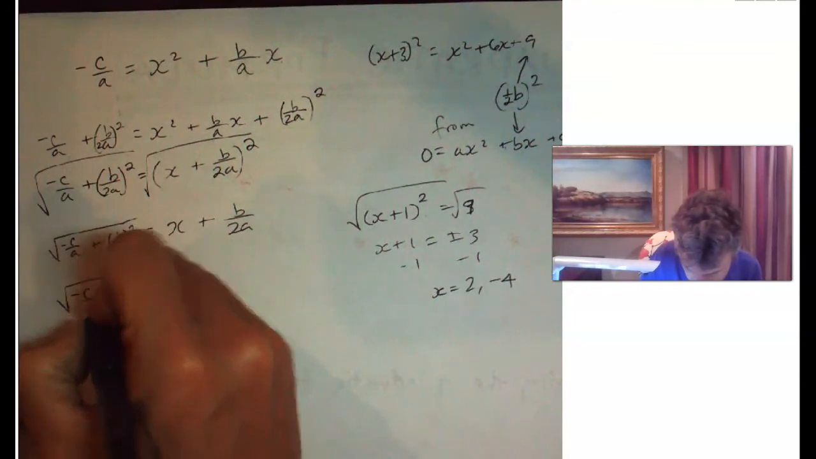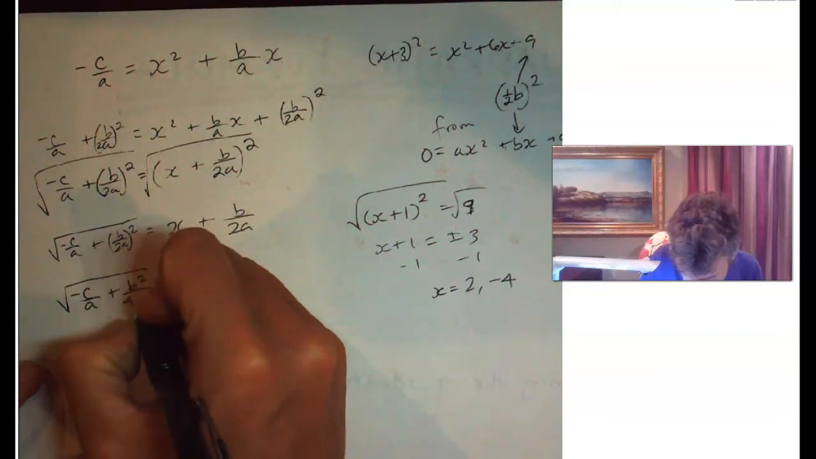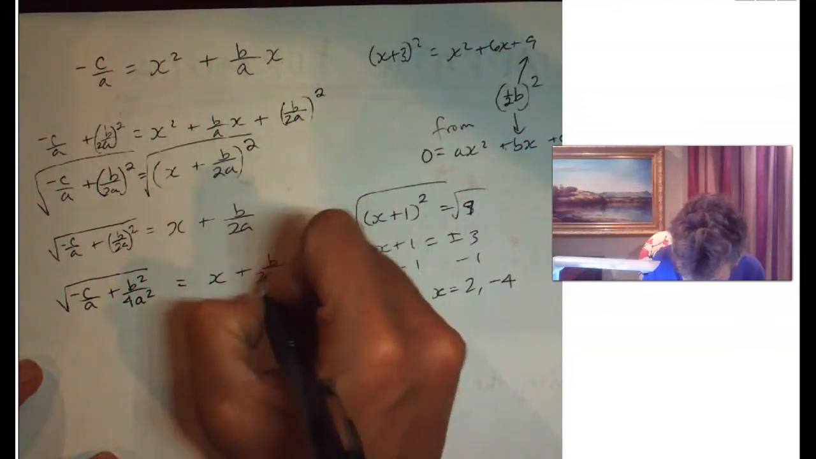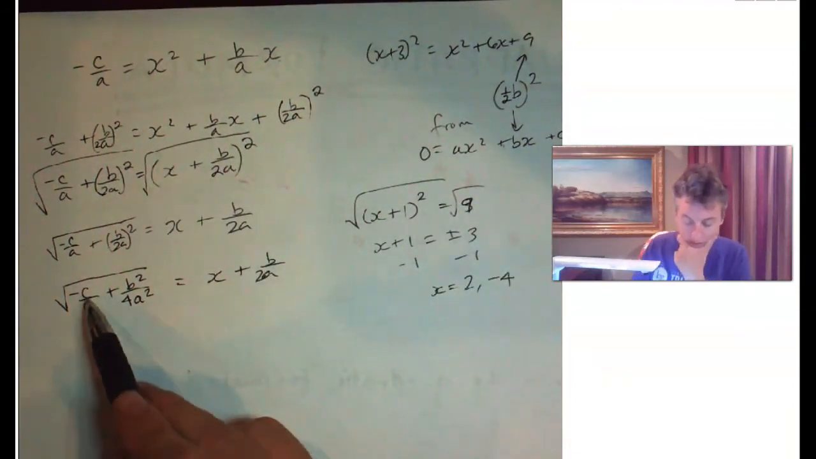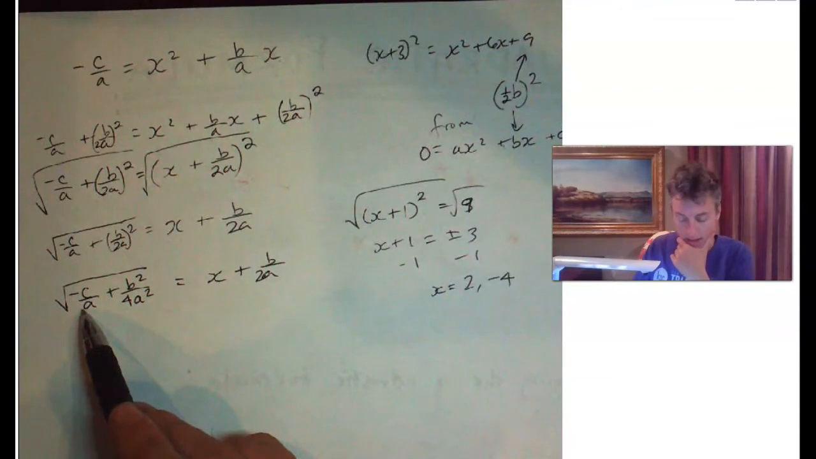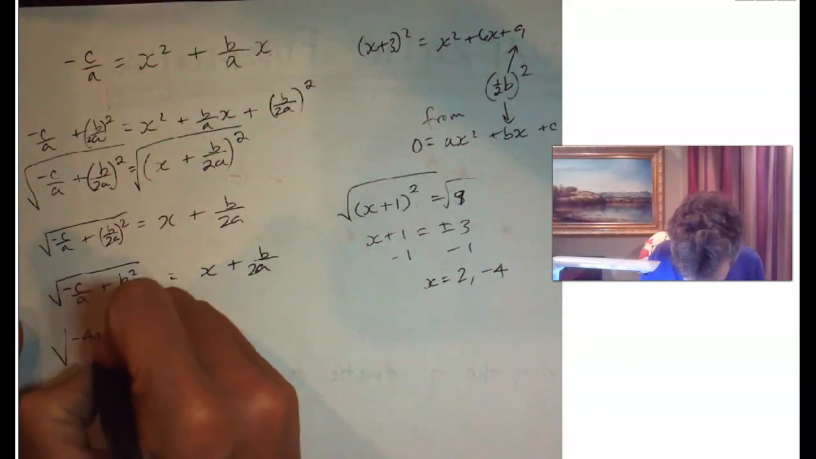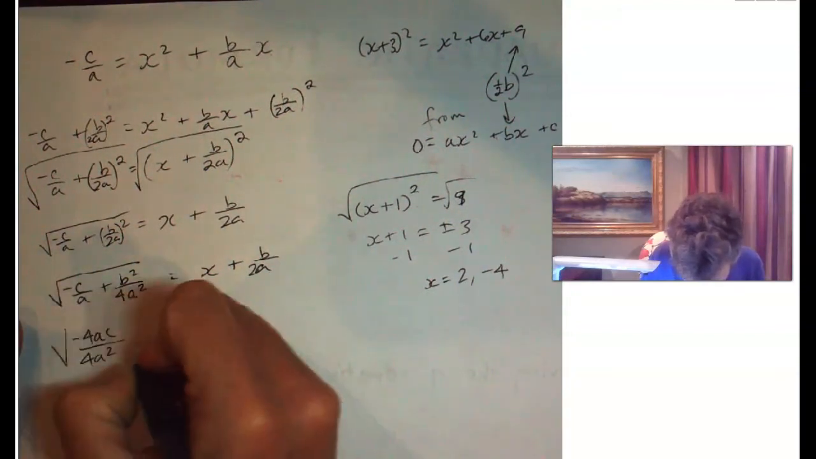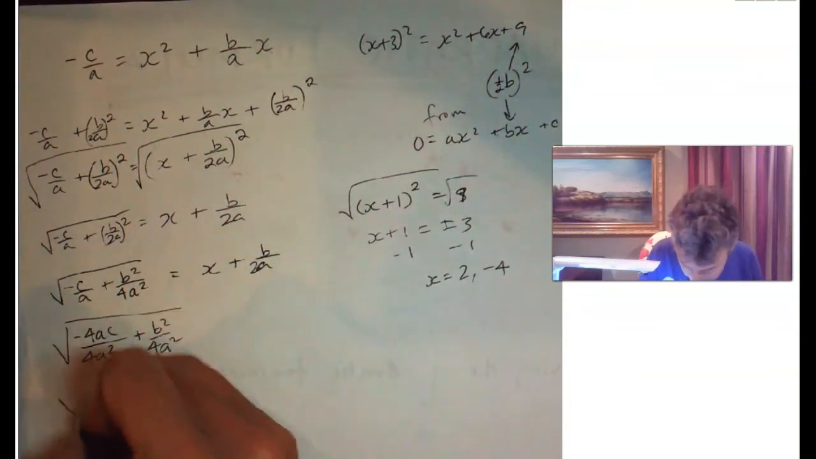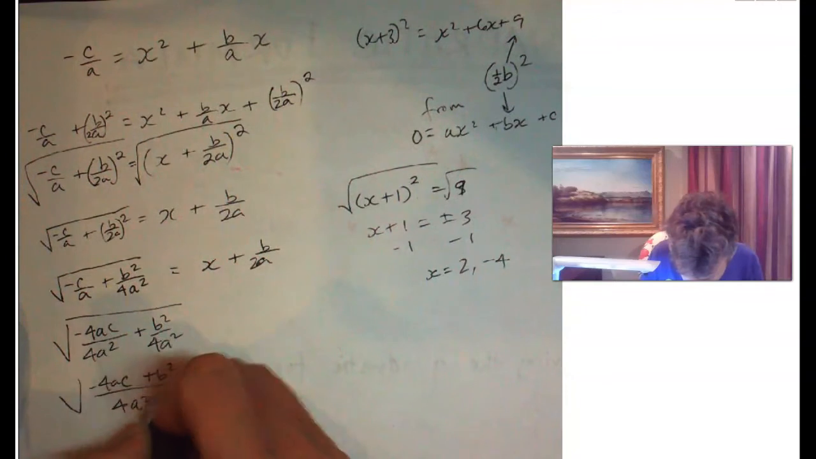So this is negative c over a. If this is squared, okay, I could say that's b squared over 4a squared. Fine. Equals x plus b over 2a. If I wanted to add these two fractions, these denominators would need to be the same, so I should multiply this by 4a on the top and the bottom. So this will be negative 4ac over 4a squared plus b squared over 4a squared. Why did I do that? So I can add those two together. So I get negative 4ac plus b squared all over 4a squared.